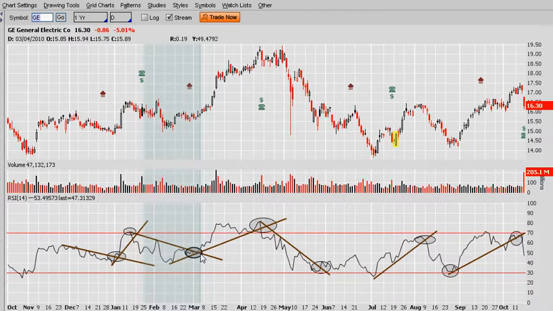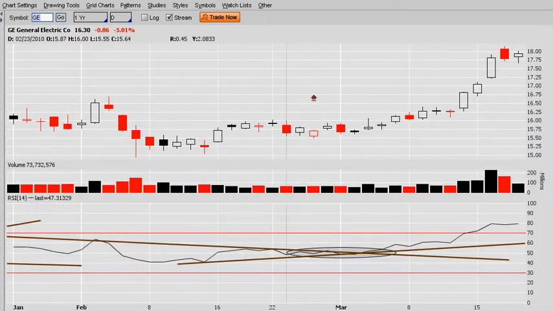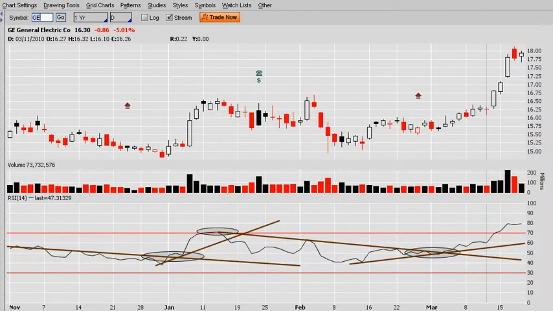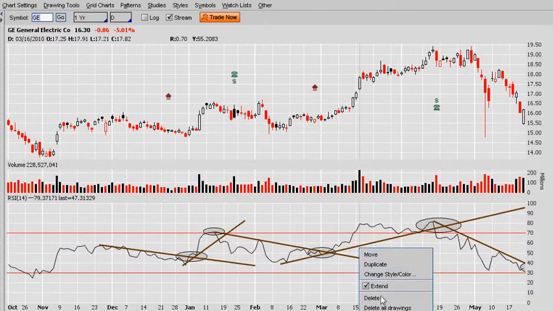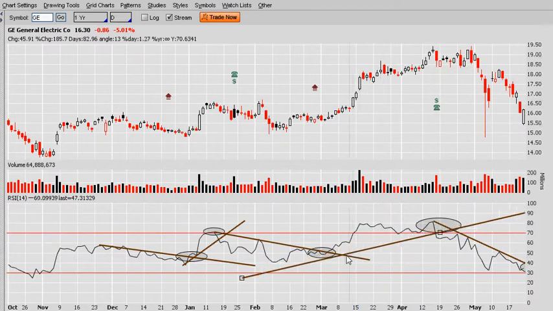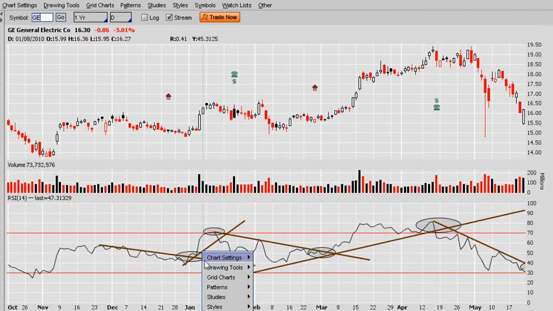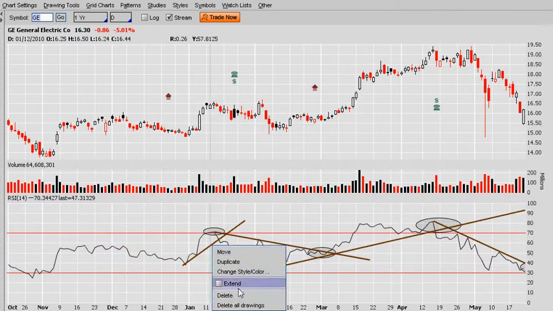I'm going to zoom in. I'm going to zoom back out. My bad. I probably shouldn't have done that. Okay. Gonna move this. Get rid of this drawing so I can clear things up for you.